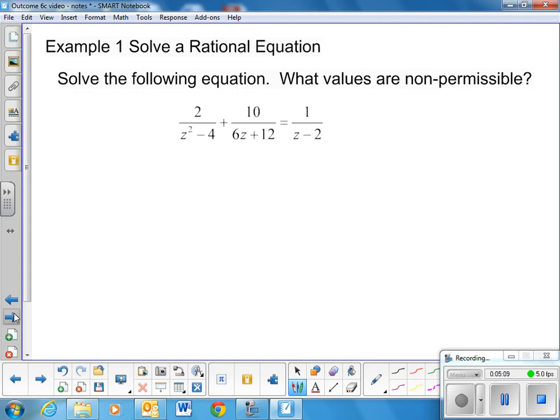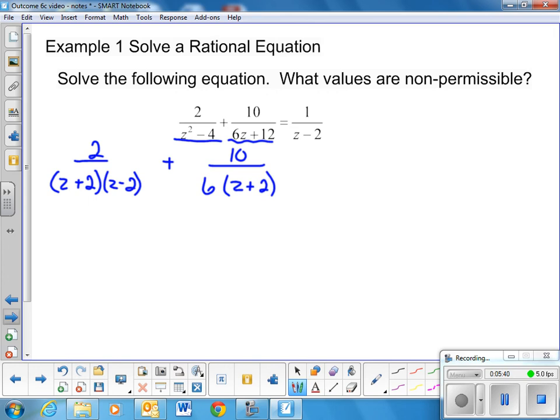Solve the following rational equation. What values are non-permissible? So this one's more complicated because our denominator is more complex. To start, we're going to start by factoring each of those denominators. So factoring z squared minus 4 is a difference of squares. So we end up with z plus 2 times z minus 2, plus 10 over, this middle denominator has a common factor of 6, so it's 6 times z plus 2, equals, and the denominator of this third piece cannot be factored, so it's already in simplest form.